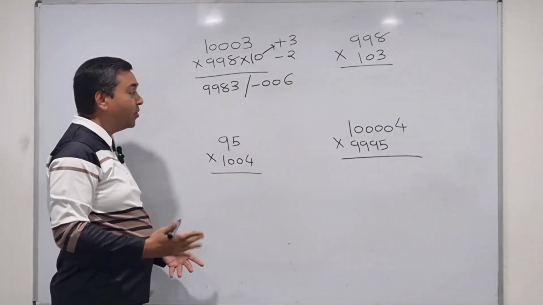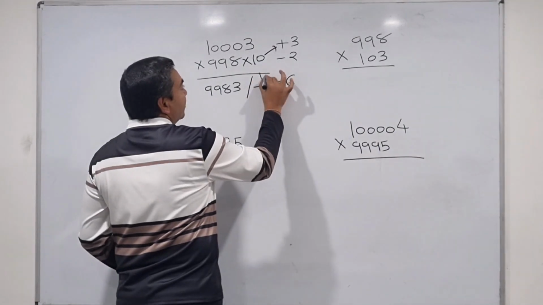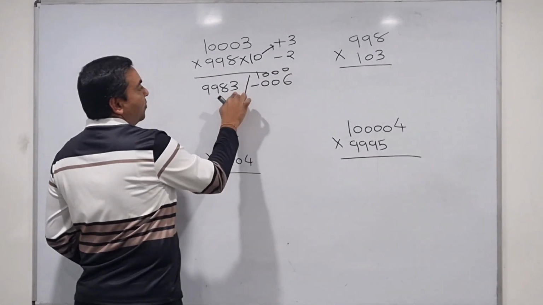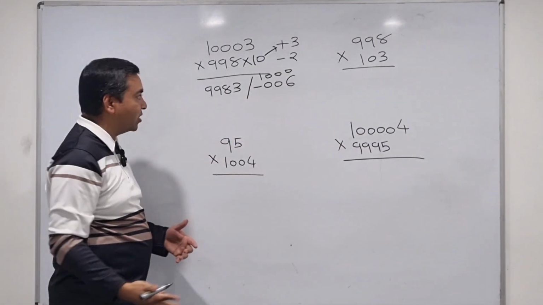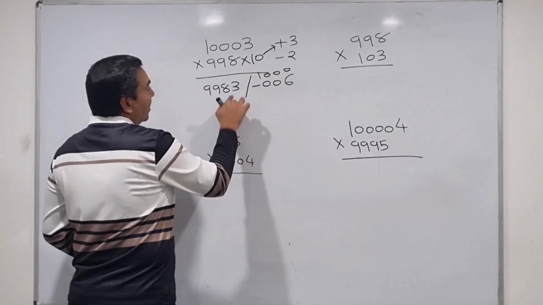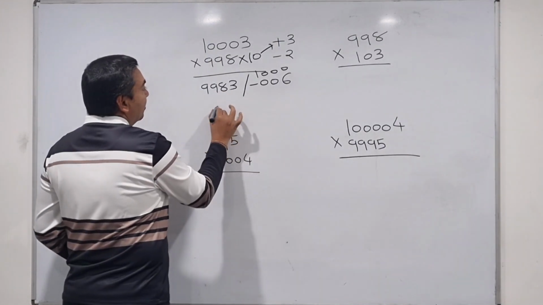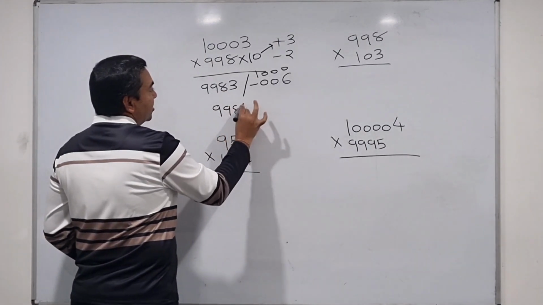So 3-digit number, if you want to take the complement, you're going to minus that from 1,000. You got 3-digit here. So every point here is worth like 1,000. So I'm taking 1,000 off here. Then I'll reduce this number by 1. So 9983 will become 9982.